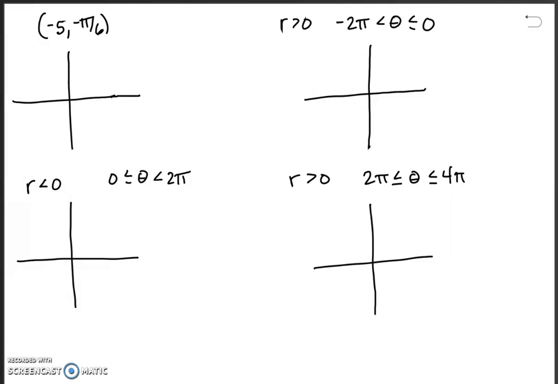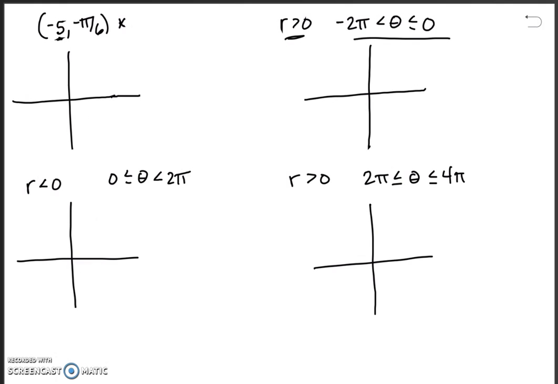In this problem, we're asked to sketch this polar point, (-5, -pi over 6), and then to find 3 other polar coordinates for that, given restrictions on r and restrictions on what my theta is allowed to be. So first, let's start by plotting the point (-5, -pi over 6).